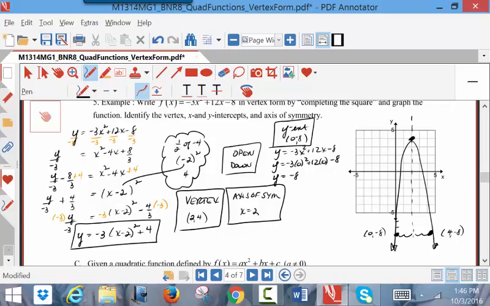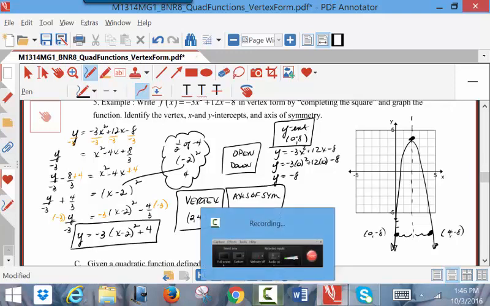And there's your graph. Okay, so that's about all we have time to work on today. We'll have to come back and finish this.